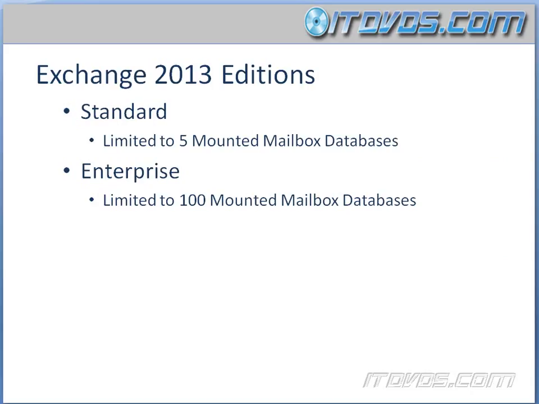Exchange 2013 license and editions is pretty simple. Basically, there's Standard and Enterprise. Standard is limited to 5 mounted mailbox databases, so you can actually have more than 5, but you can only mount 5 at any one time. And then Enterprise, you can mount 100 mailbox databases. So that's really the only difference. So if you need more than 5 mounted databases, then you'd want Enterprise.